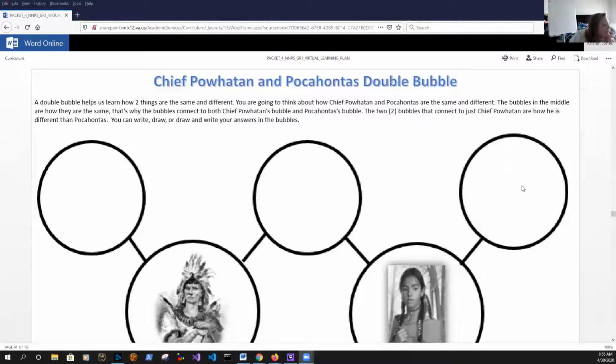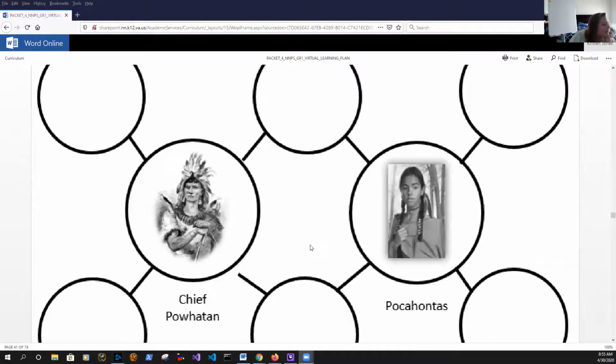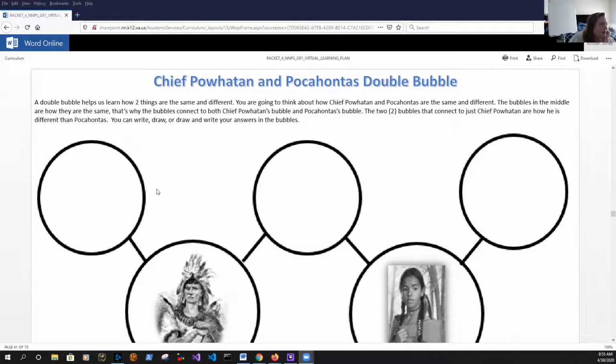So this is what the double bubble map looks like. And we've got Chief Powhatan over here and Pocahontas over here. So it says, a double bubble helps us learn how two things are the same and different. You are going to think about how Chief Powhatan and Pocahontas are the same and how they're different. The bubbles in the middle are how they are the same. That's why the bubbles connect to both Chief Powhatan's bubble and Pocahontas's bubble. The two bubbles that connect to Chief Powhatan are how he is different than Pocahontas. You can write or draw, or draw and write. So you can just write, you can just draw, or you can do both for your answers in the bubbles.